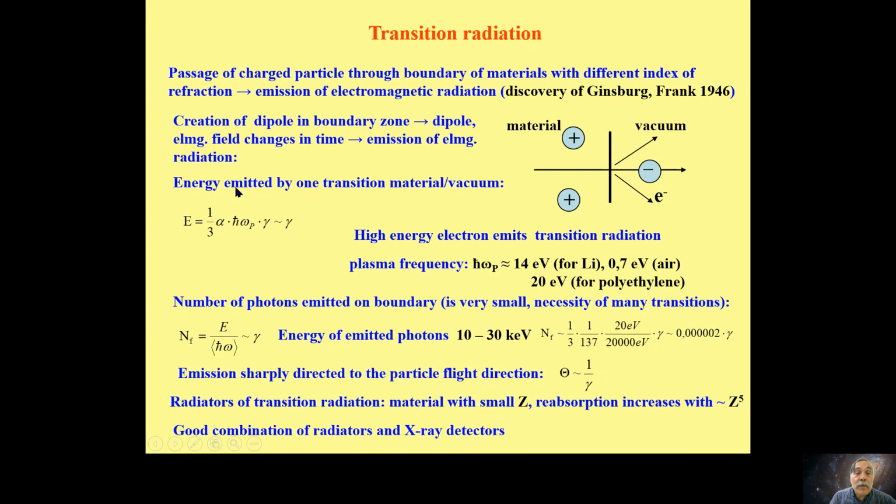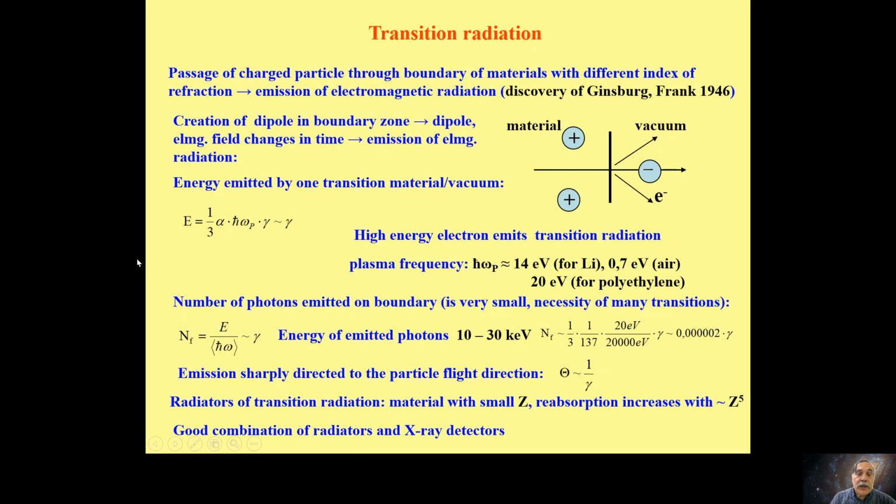It is also emission of energy during the transition from material to vacuum. But the probability of such radiation is very, very small. That means, if you want to use this phenomenon for detection of particles, it is necessary to have many of these boundaries. That means it's necessary to have many, many layers of different materials.